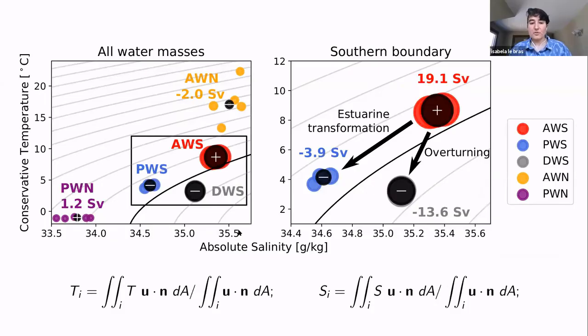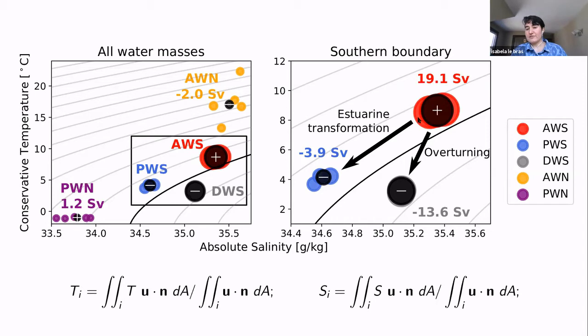Okay, so from those data, we can get this set of initial conditions. I'm showing temperature salinity diagrams here, where the black dots show the mean temperature and salinity scaled by the volume transport for each of these water masses. And then the colorful dots are seasonal monthly mean averages, so you can get a sense for how these vary. On the left, I'm showing all 5 of the water masses, and on the right, a zoom in of just the water masses at the southern boundary.